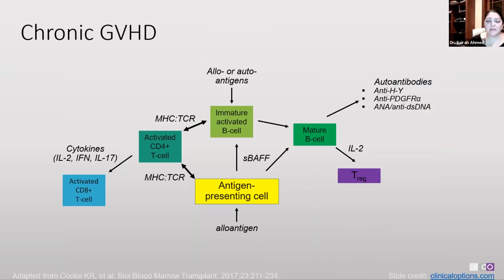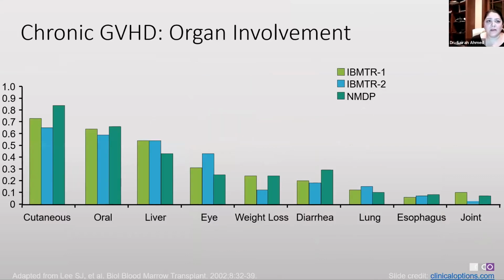The schematic here is showing the complex interplay between all of these cytokines and how difficult it is to cut off one pathway and arrest chronic GVHD, because there are so many innate coexisting pathways that lead ultimately to symptoms of GVHD. Organ involvement for chronic GVHD can span cutaneous, oral, liver, eye. You can have chronic GI involvement, lung involvement, esophageal, and joint. As you can see, most commonly it's mucosal areas that are predominantly involved.